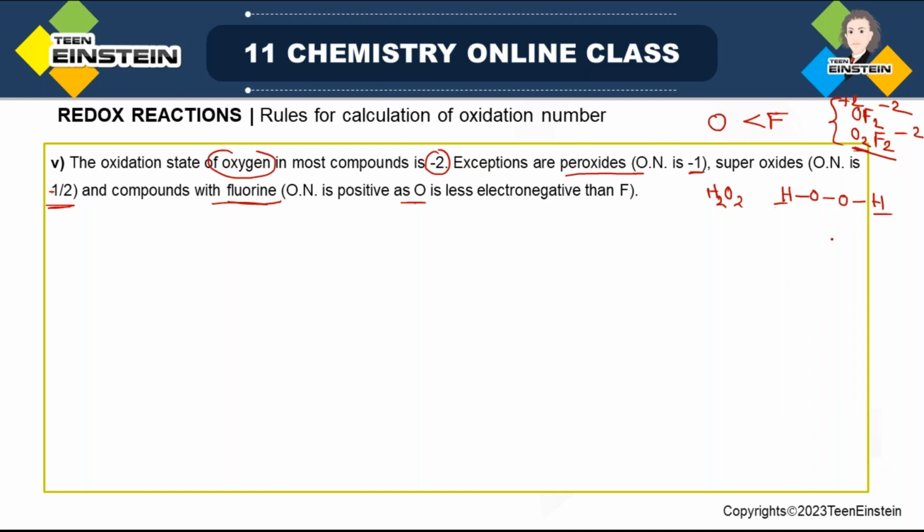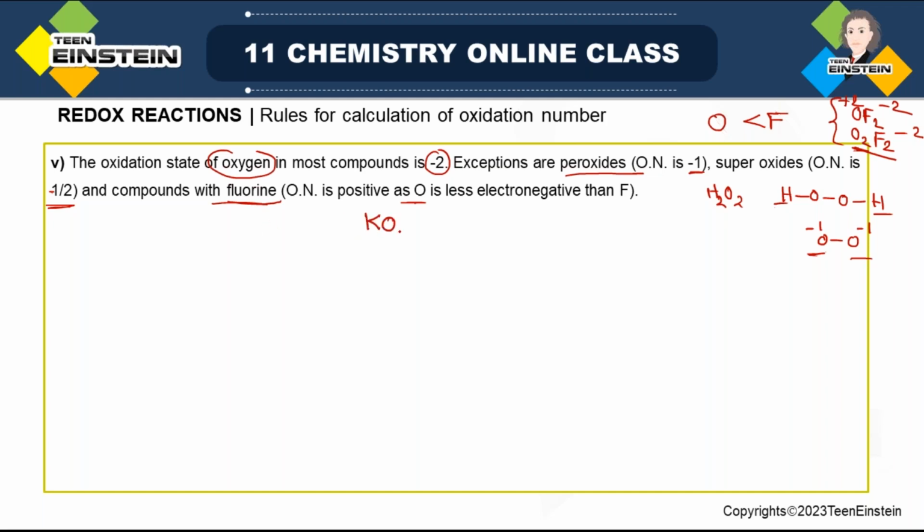So if you remove these two, the remaining charge is like this: oxygen -1, -1. Individually, each oxygen has a -1 charge. So that is why it will have this type of charge. Then what about superoxide? In superoxide, I will give an example.